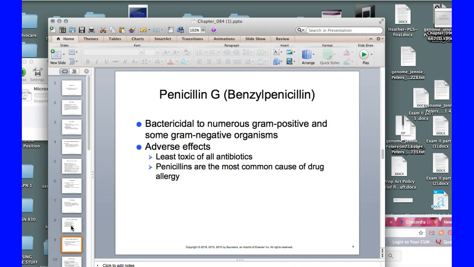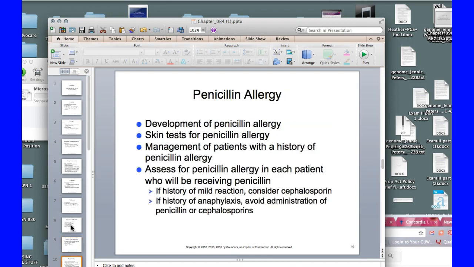All right, so penicillin G is bactericidal to numerous gram positive, some gram negative organisms. It's the least toxic, and it's the most common cause of a drug allergy. It's not really given too much anymore. When I say penicillin for strep throat, you're going to give penicillin VK, it's called.